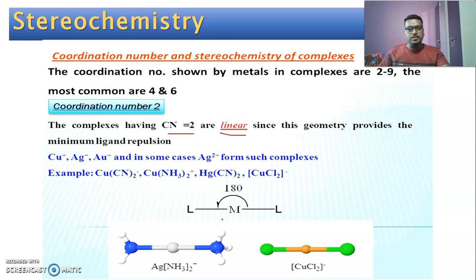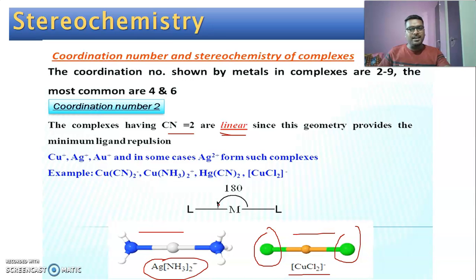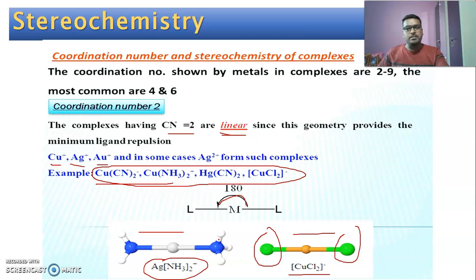You just observe the diagram here. Coordination number 2 means only two monodentate ligands are present. For example, the dichlorocuprate complex and the diammine complex. In this case, the most probable geometry of a coordination complex of coordination number 2 is linear. So these are linear with a bond angle of 180 degrees. Usually these types of complexes are formed by simple metal ions like copper, silver, gold, and so on. These central metal ions usually form linear complexes.